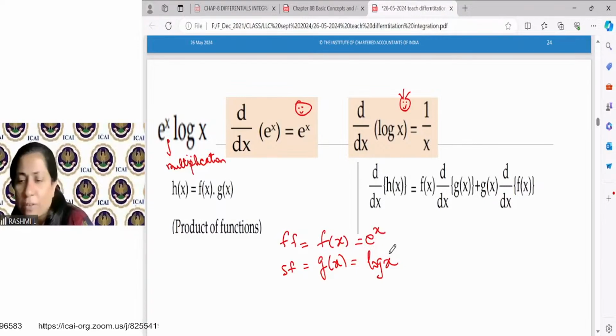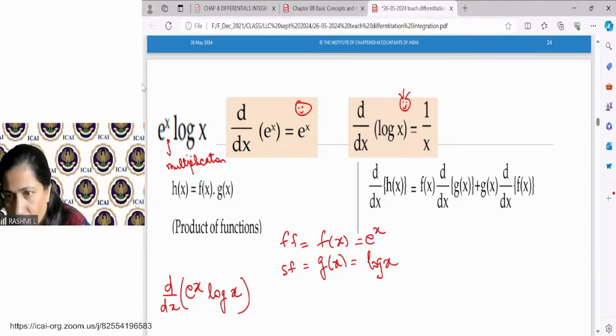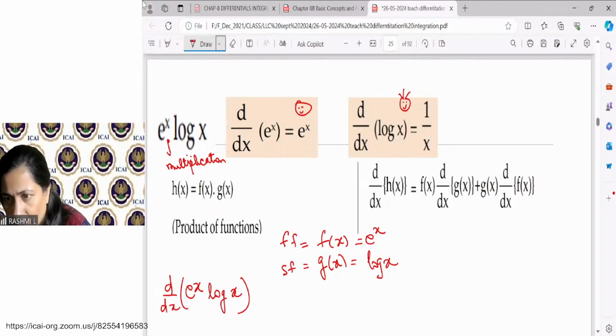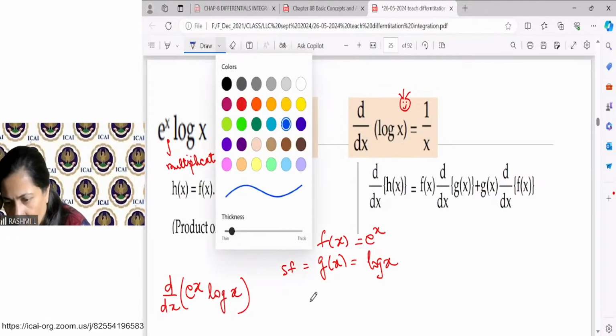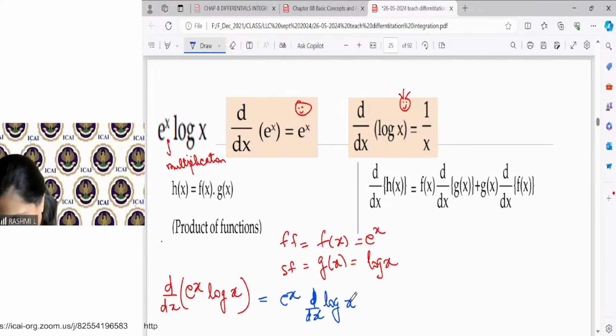And once you have written like this, f of x is the first function, g of x is the second function, and then I will write the answer. So my d by dx of e raised to x log x is equal to first function into derivative of second function. This is a d. Let me write it properly.